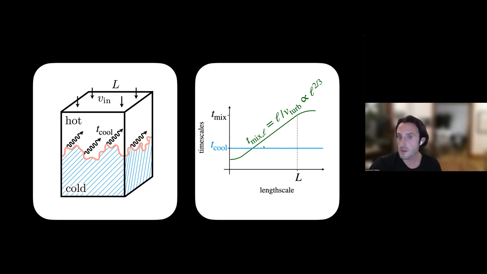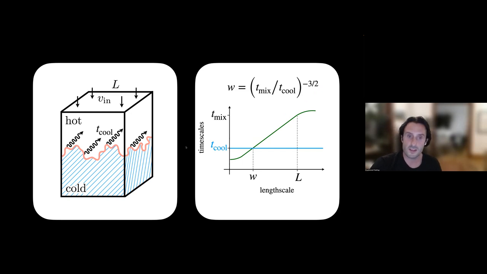The cooling time is just a number, okay? But you can see that this picks out a crucial length scale, which we call W, which is the length scale above which cooling beats mixing and below which mixing beats cooling, right? And so this is the sort of thickness of the cooling layer.